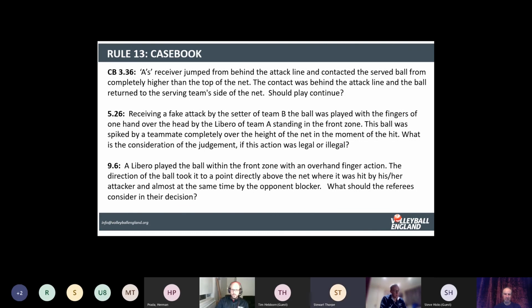Tim, I think you might have left your hand up again, but what should the referees consider in this decision, do you think? No, I see you pop your hand down there. Would anybody else like to tackle this one? Give it a go.